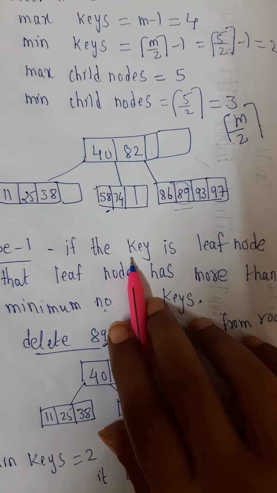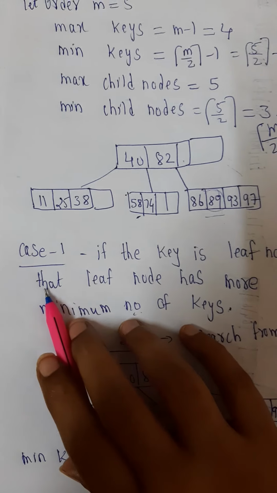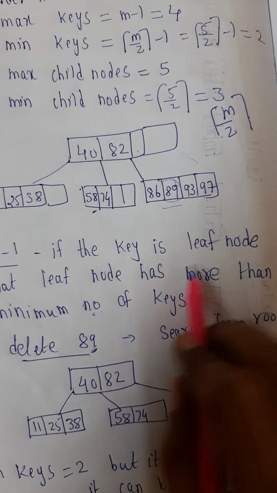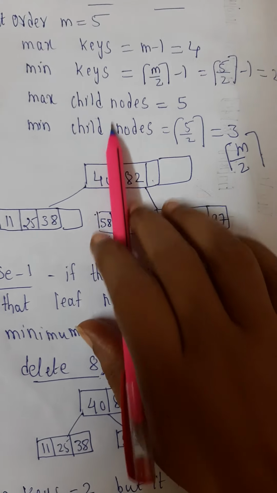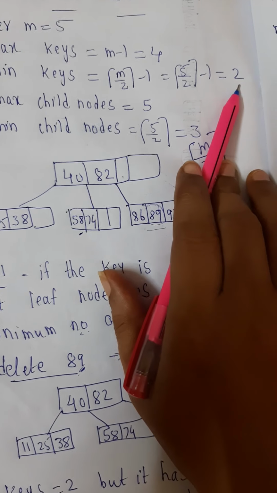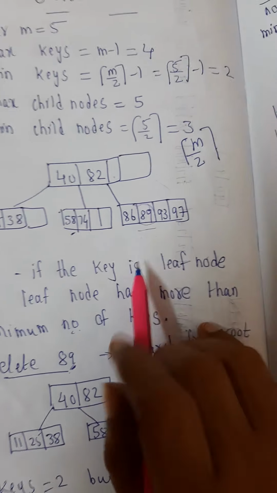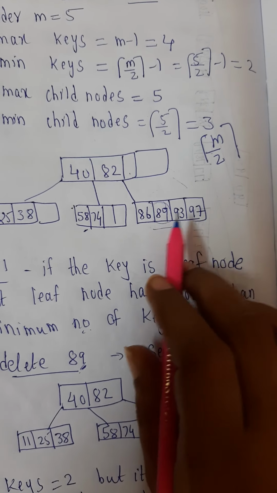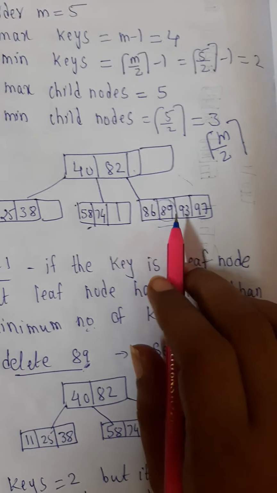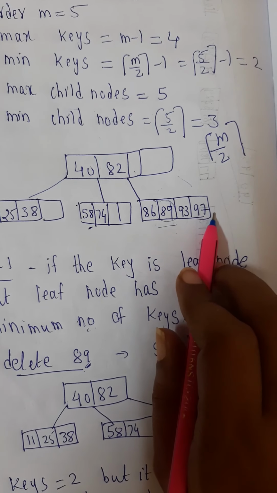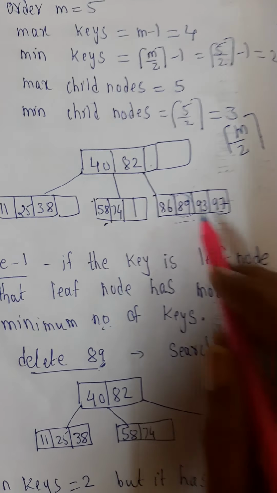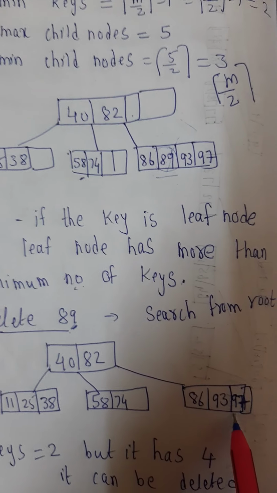If the key is in a leaf node that has more than the minimum number of keys, we can simply delete it. How many minimum keys should we have? The minimum number of keys is 2, but how many keys do we have here? 4 keys, so it has more than the minimum. So we can just delete 89. I have just deleted 89 here.